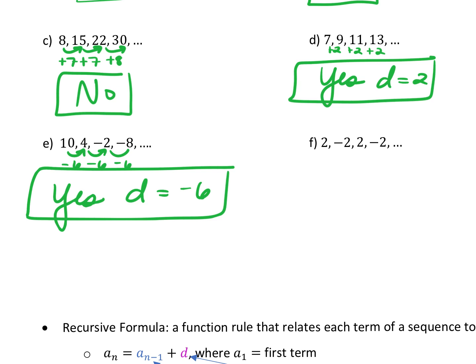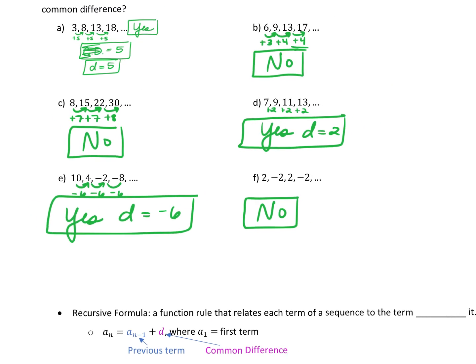That one you're multiplying, right? So you are multiplying by something constant, but it's multiplication. It's not addition, subtraction. So this is going to be no. Doesn't work with multiplication.